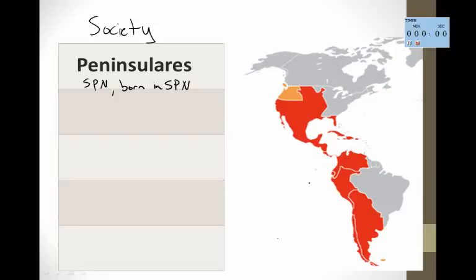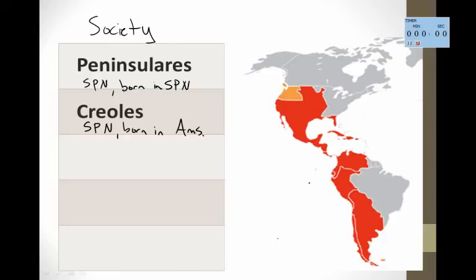Below the peninsulares were the Creoles, and you can guess that these were Spanish born in the Americas. Now, again, they are Spanish blood, so they do still have a lot of Spanish power, I guess you could say, and Spanish property and Spanish influence, but they're not as influential as the peninsulares. In fact, many peninsulares believed that the Creoles were not real Spanish because they didn't go to Spanish institutions or Spanish schools.